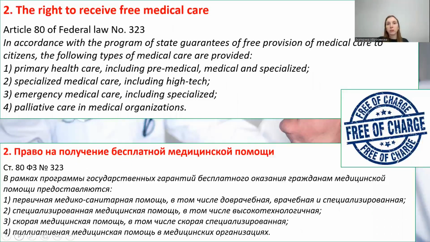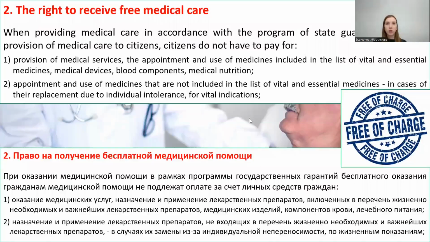Article 80 of Federal Law number 323 states that in accordance with the program of state guarantees of free provision of medical care to citizens, the following types of medical care are provided. Primary medical care, including pre-medical, medical and specialized. Specialized medical care, including high-tech. Emergency medical care, including specialized, and palliative medical care in medical organizations. When providing medical care in accordance with the program of state guarantees of free provision of medical care to citizens, citizens do not have to pay for provision of medical services, the appointment and use of medicines included in the list of vital and essential medicines, for medical devices, blood components, medical nutrition, including specialized medical products, nutrition for medical reasons in accordance with the standards of medical care.